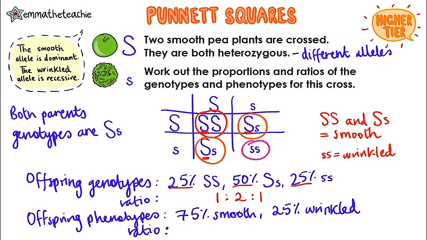Finally, we have to give this as a ratio. And we compare 75 to 25, that's 3 to 1.